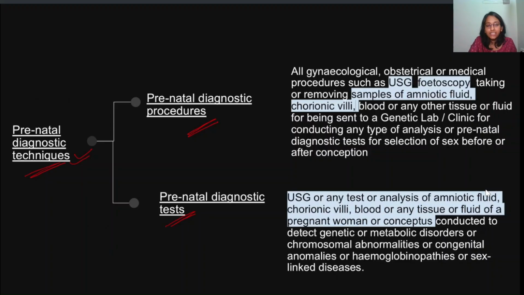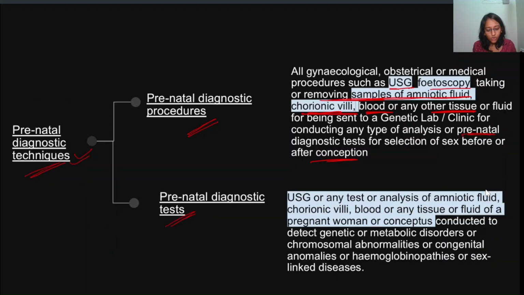What are all the prenatal diagnostic procedures which we know? So all gynecological, obstetric, medical procedures such as ultrasound, fetoscopy, removing samples from the amniotic fluid and chorionic villi, or taking of blood or any other tissue fluid is known as prenatal diagnostic procedures. So these are the procedures where we either do ultrasound, do fetoscopy or take samples. So that is the procedure, and anything done before the birth, that is prenatal or even preconception, comes under the prenatal diagnostic procedures.